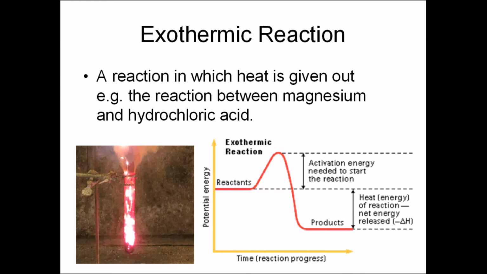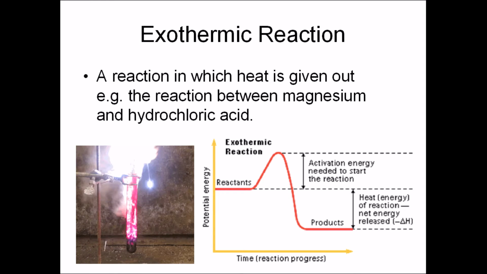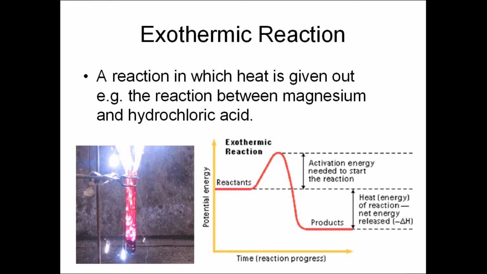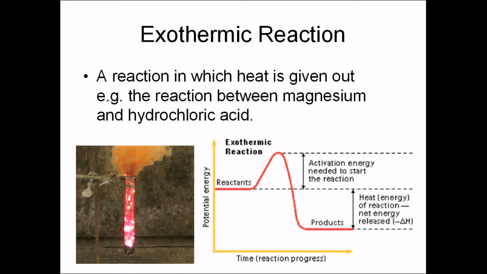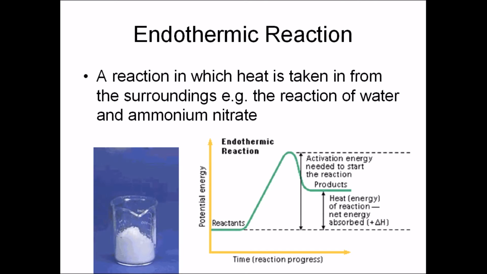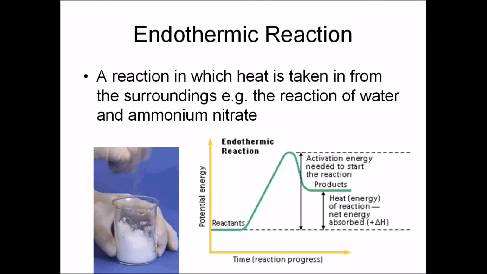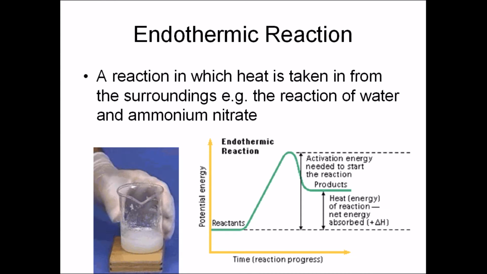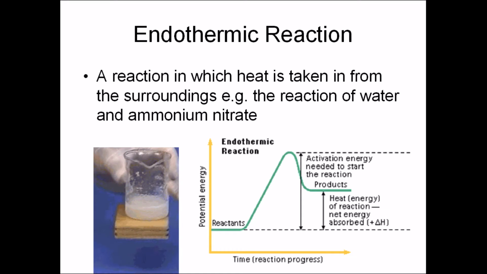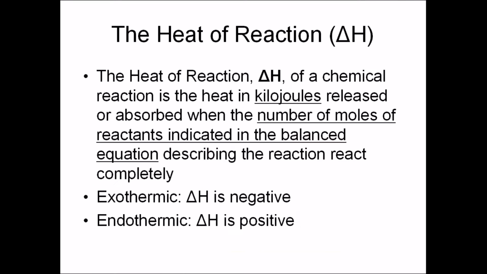Now, if the amount of heat produced in forming bonds is greater than the amount needed to break bonds, heat is given out and the reaction is said to be exothermic. If the amount of heat produced in forming bonds is less than the amount needed to break bonds, heat is taken in from the surroundings and the temperature of the reaction mixture decreases.